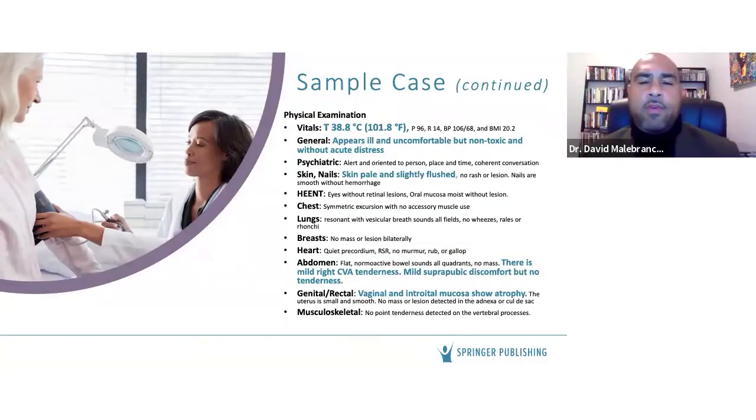On our physical exam, you find that her temperature is 38.8 Celsius or 101.8 Fahrenheit. In general, she appears ill and uncomfortable, but non-toxic and with no acute distress. You notice that her skin is pale and she's slightly flushed. And her abdomen, these are all the pertinent positives we're talking about. There's mild right CVA tenderness, and she also has mild suprapubic discomfort, but no tenderness down there. For the genital and rectal exam that you do, she has vaginal and intraoral mucosa show atrophy in both those areas. So that's your physical exam. Now we are going to talk about the online answer key.